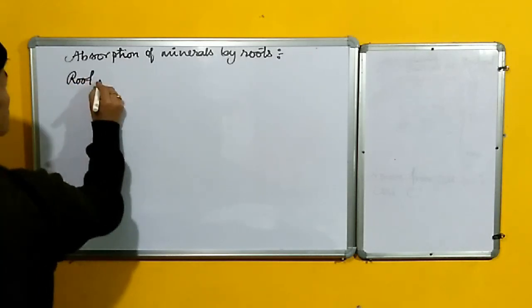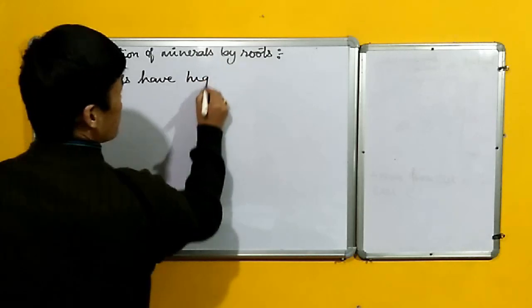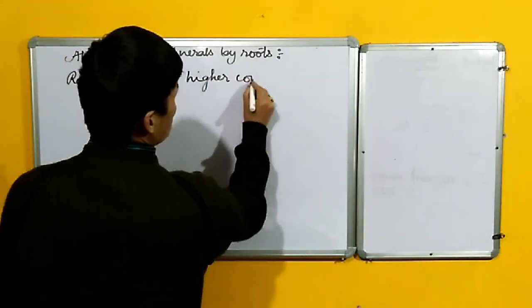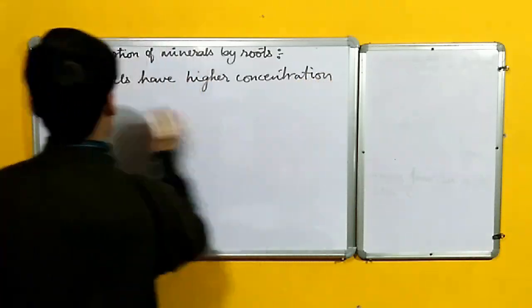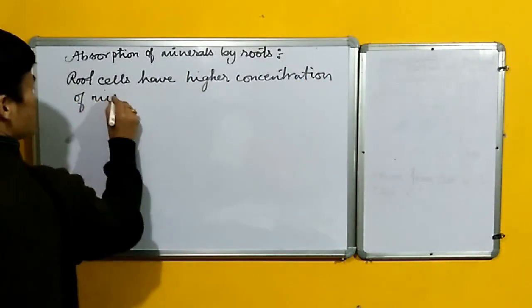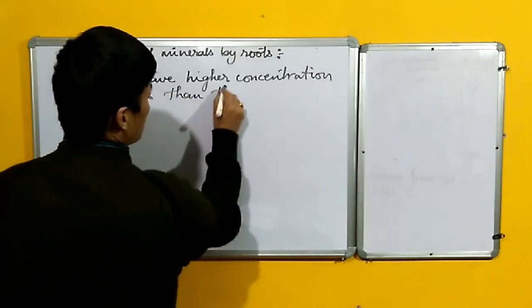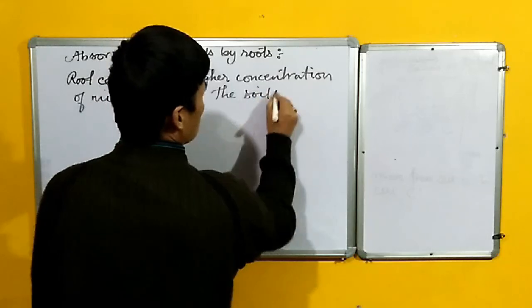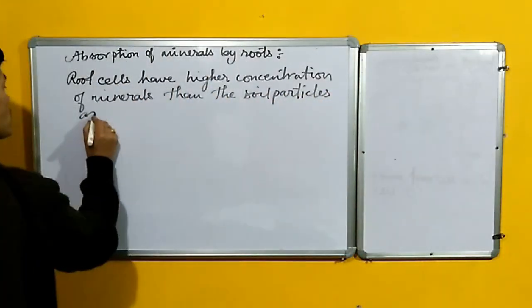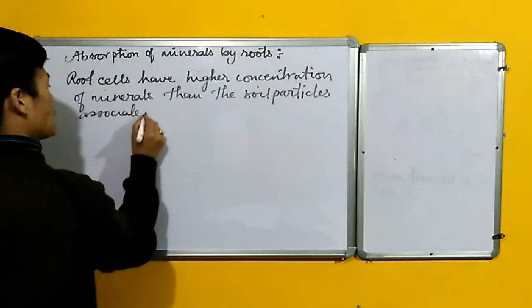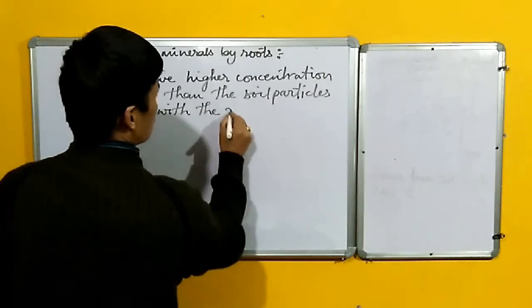The root cells have a higher concentration of minerals than the soil particles associated with the root.